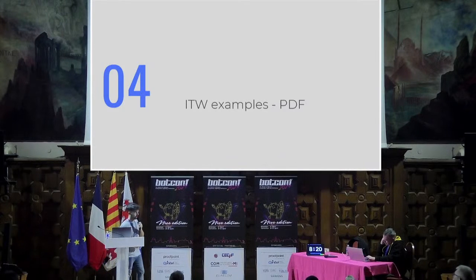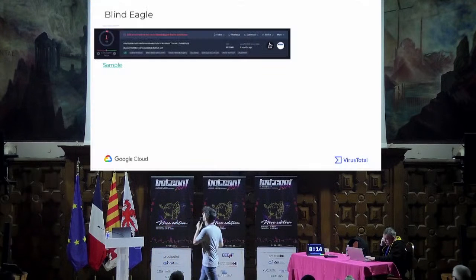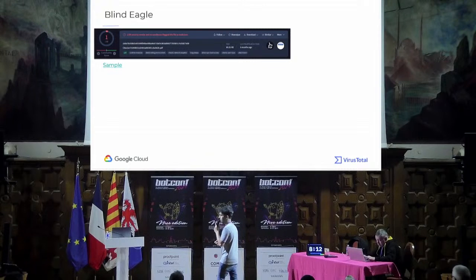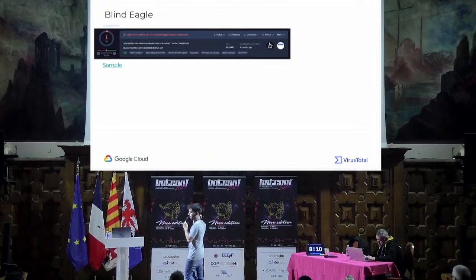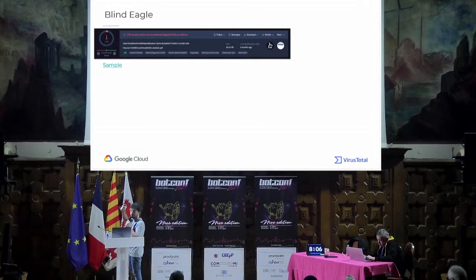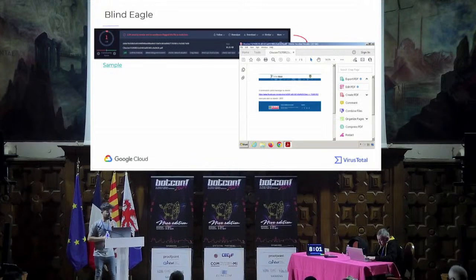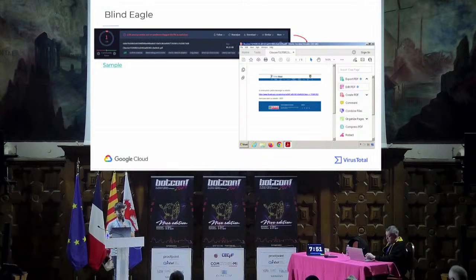And now I'm going to explain how you can use these kinds of artifacts for PDFs. We are going to see an example of Blind Eagle, which is a cybercrime group based in Latin America. This sample was distributed to some victims during this year. And if you open the PDF, you are going to see something similar to this. That is a screenshot that is generated by our sandboxes.